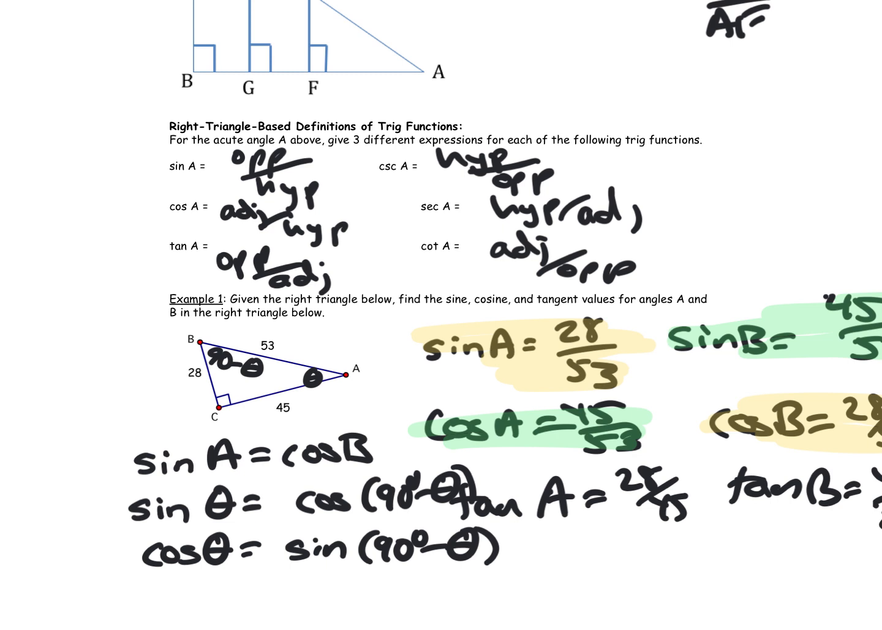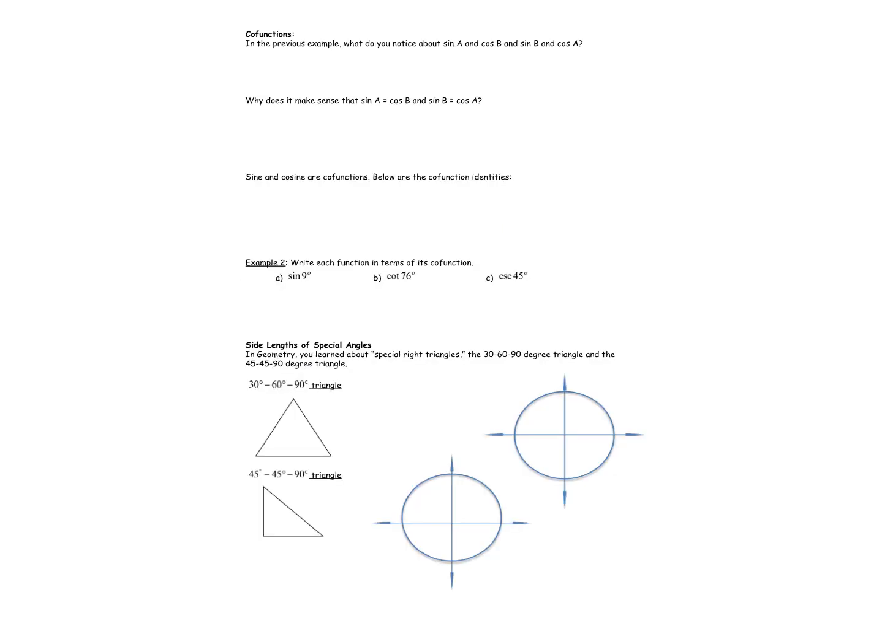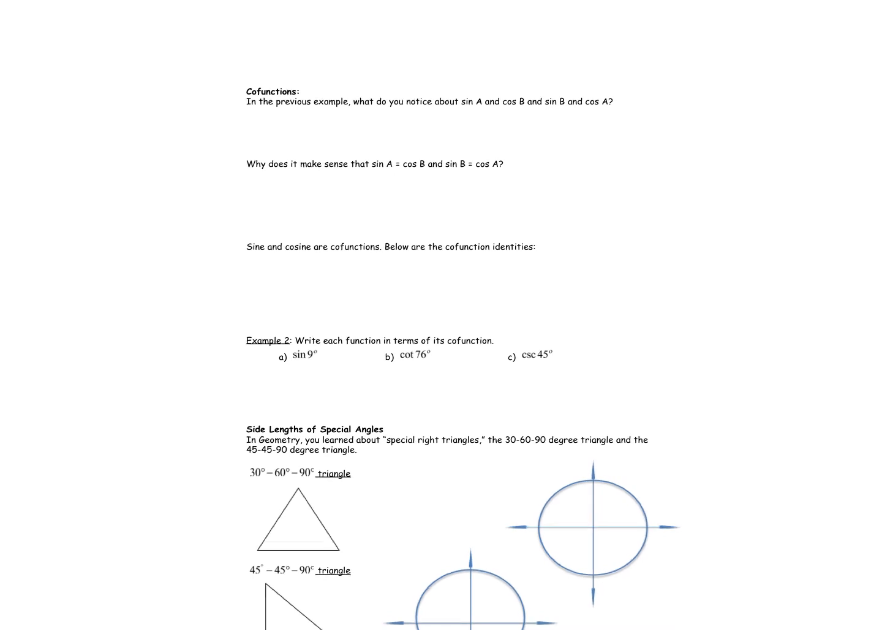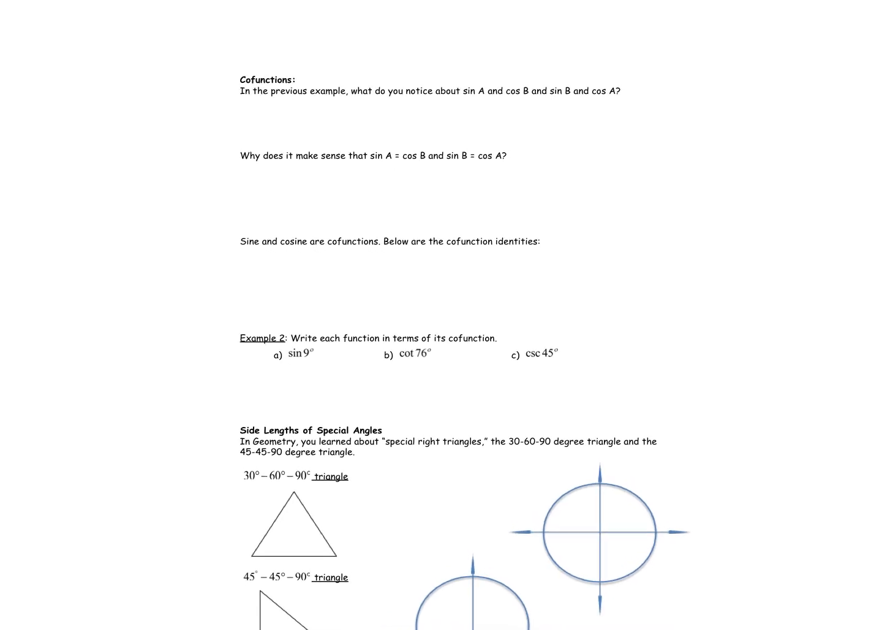All right, let's go to this next page here, and we're going to actually write out the cofunction identities. We did 11 identities the other day, and we're now adding to this. We answered this first question about what we noticed about sine A and cosine B and sine B and cosine A. So now let's write out what these cofunction identities are. We've got sine theta, as we just did, equals cosine of 90 minus theta.